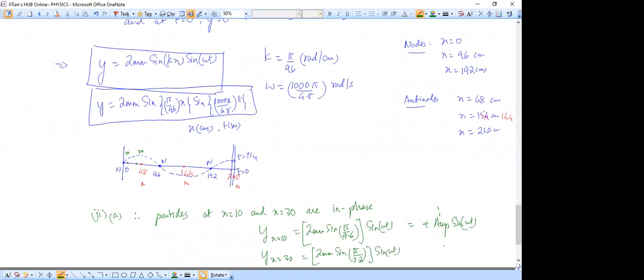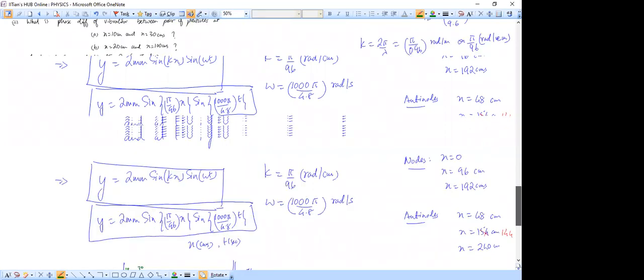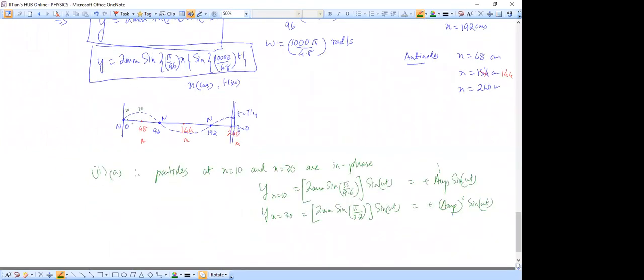So it is positive of some other amplitude, let's say amplitude prime. So they have different amplitudes but same phase. But for example, if we consider the particle at x equal to 100, I think that is one of the other ones I've taken, 20 and 100. So the particle at x equal to 20 is here, but the particle at x equal to 100 is over here. It's beyond that node. So that pair is in opposite phase.